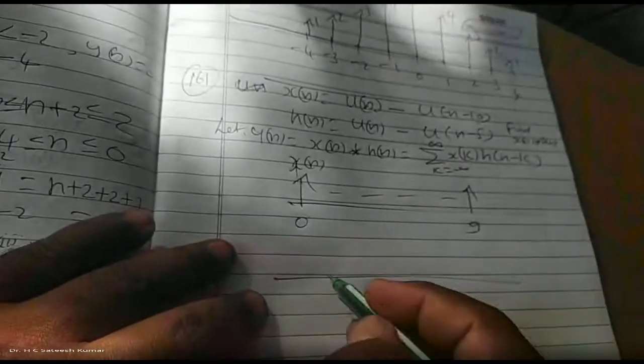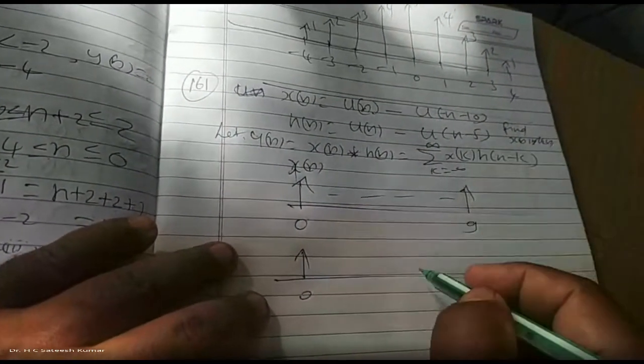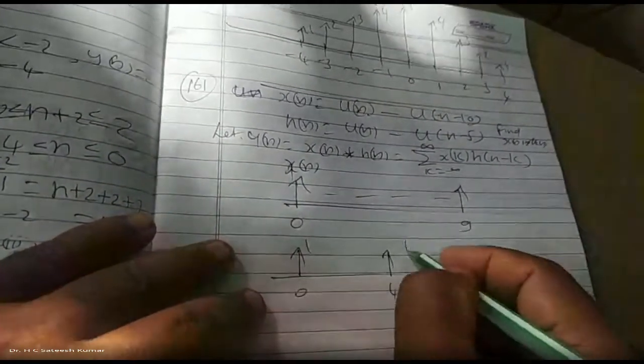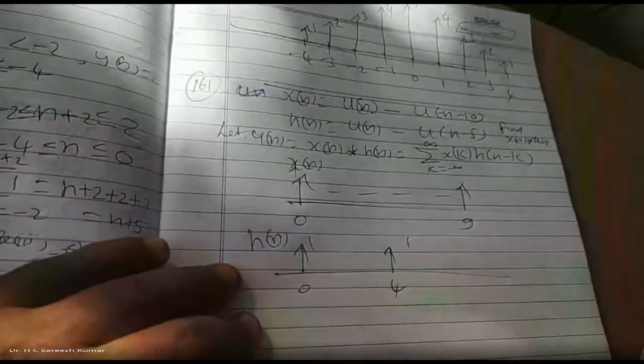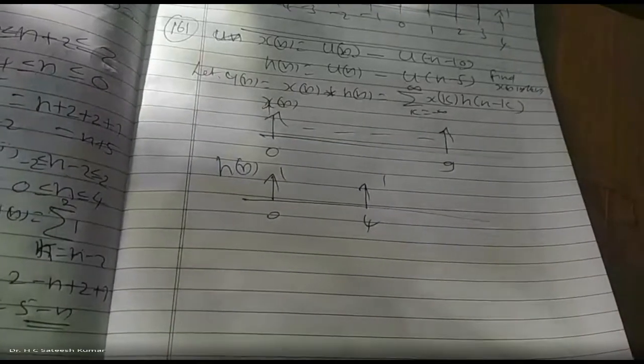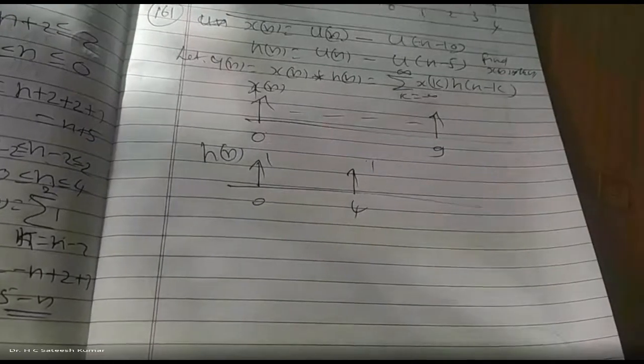H of n is from where to where? At 0 up by 1 unit, and at 5, the fifth element also gets subtracted. Up to 4 only we have elements. So 1, 1, h of n. Now, how to do this problem? Always write on a new page so the full page will come. Now the widths are different, finite and unequal, so you will get 5 cases.